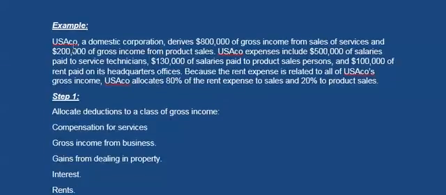We have a USA corporation, which is a domestic corporation. It derives 800,000 of gross income from sales of services and 200,000 of gross income from product sales. USA corporation expenses include 500,000 of salaries paid to service technicians, 130,000 of salaries paid to product salespersons, and 100,000 of rent paid on its headquarters office. Because the rent expense is related to all the USA corporation's gross income, USACO allocates 80% of the rent expenses to services and 20% to the product sales.